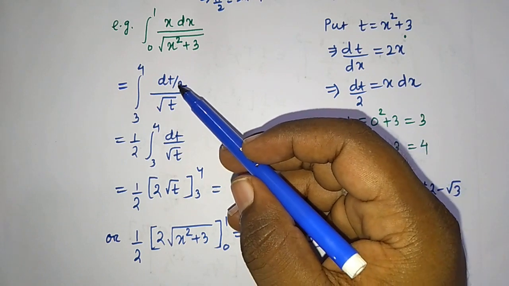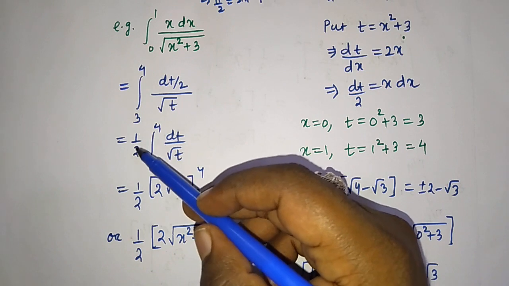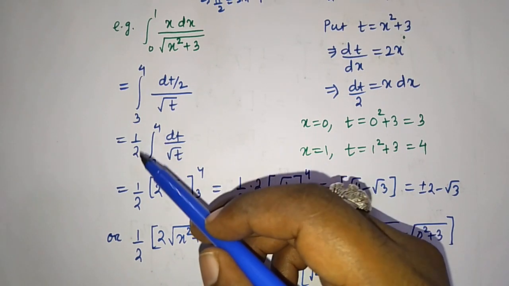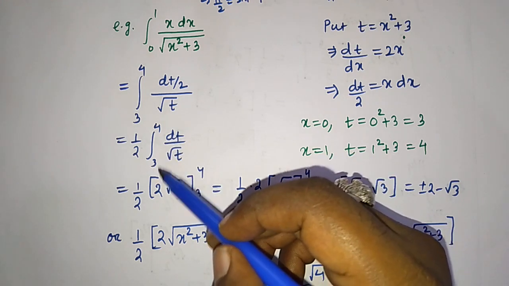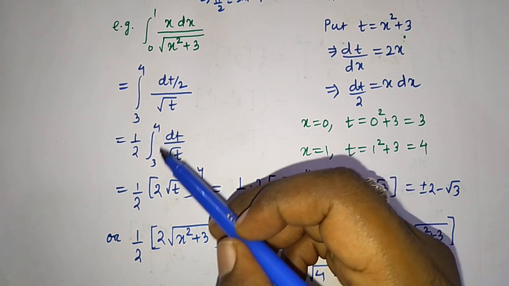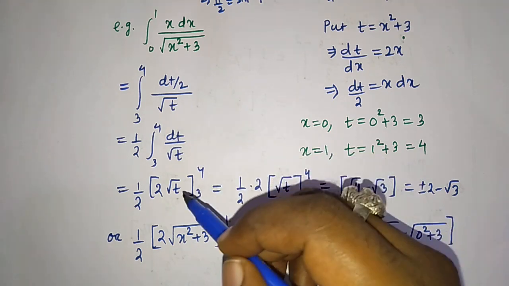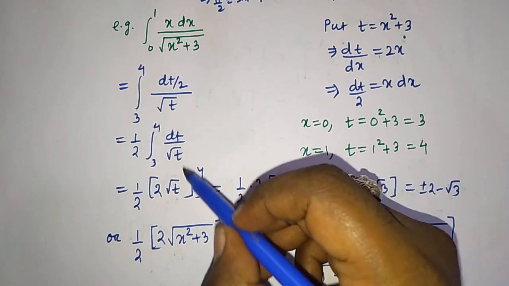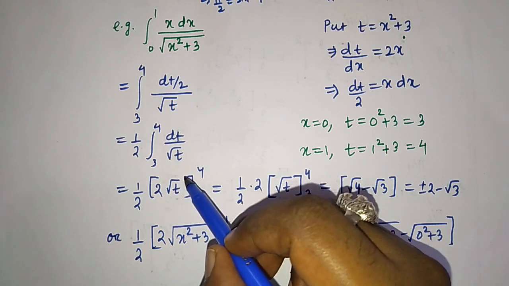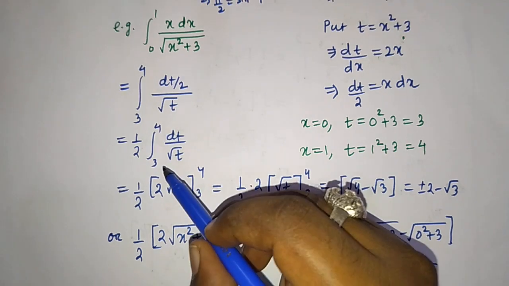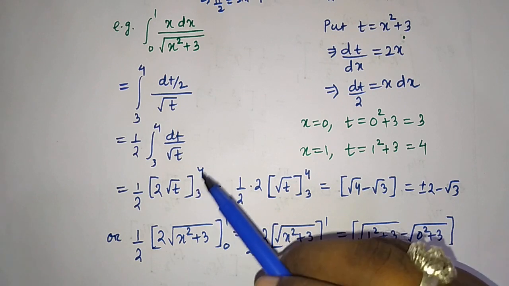See here, this 1 by 2 term is a constant term, so take it outside. Then you have 1 by 2 into the integration of 1 by root t from 3 to 4. And integration of 1 by root t, you know how to do it. That's why I have skipped that step and directly integrated. Integration of 1 by root t is equal to 2 root t. Write the upper limit and lower limit like this.